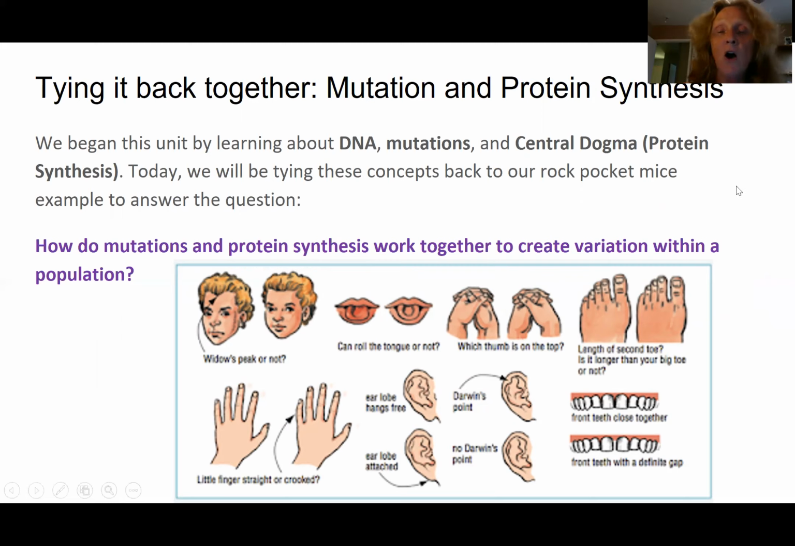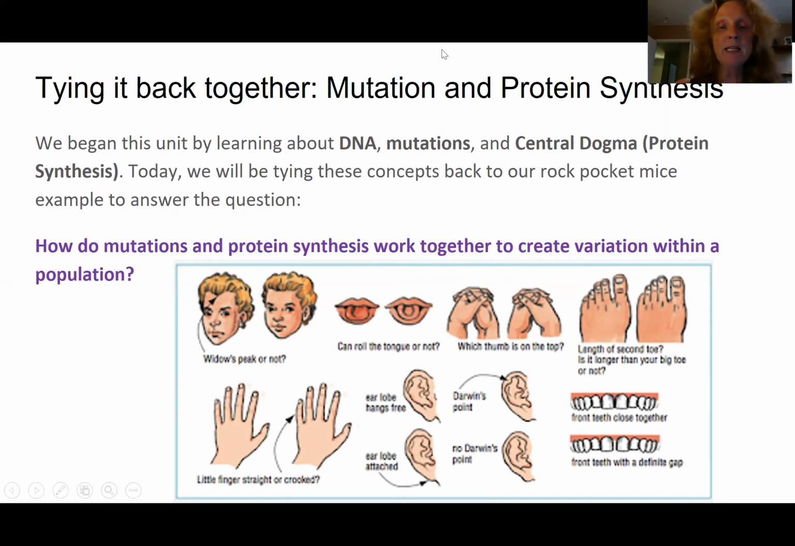If we were to tie this all back, we began this unit by learning about DNA mutations in central dogma, protein synthesis. And today, we're going to be tying these concepts back to our rock pocket mice example to answer the following question. How do mutations and protein synthesis work together to create variation within a population?